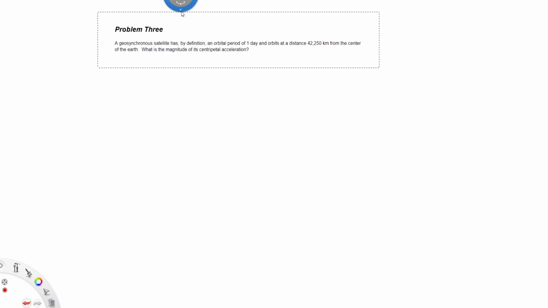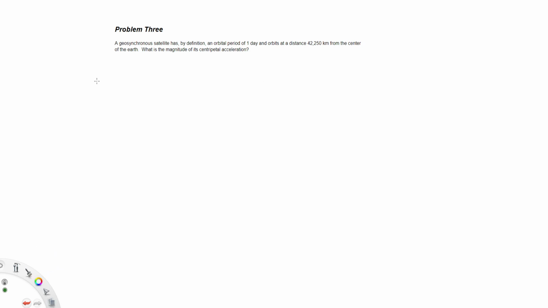All right, let's talk about satellites. So a geosynchronous satellite has, by definition, an orbital period of 1 day, and it orbits at a distance of 42,250 kilometers from the center of the Earth. So what's the magnitude of its centripetal acceleration?